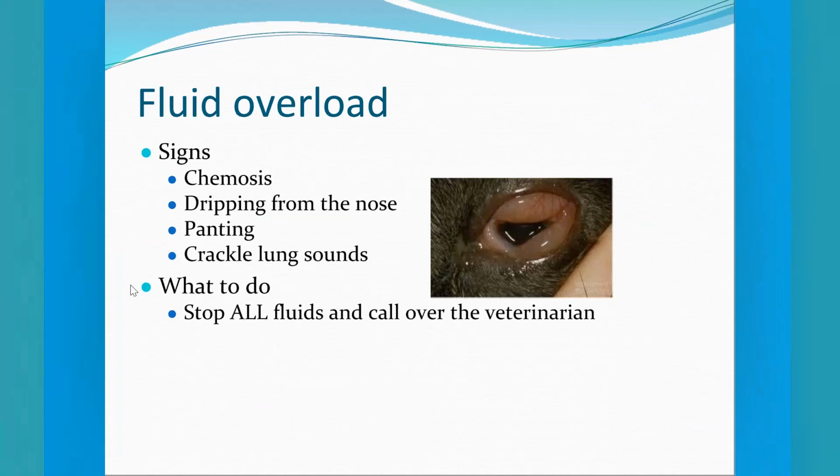So we have signs of chemosis, which is essentially what you see in this picture here. I just love that word, but I hate what happens. And so you see the conjunctiva of the eye just swell up. You see dripping from the nose, you see panting from your patient, you hear crackling of the lungs. And so our first thing that we do more than anything else is you stop all fluids. That is the absolute first thing you do.